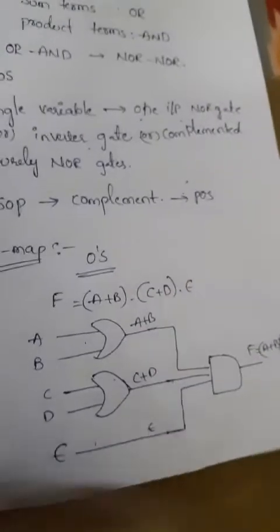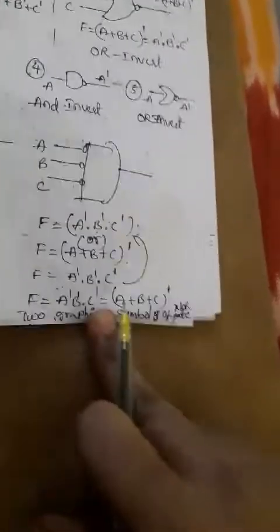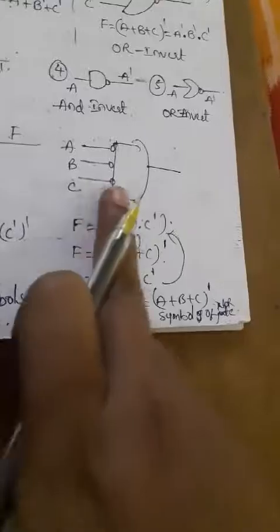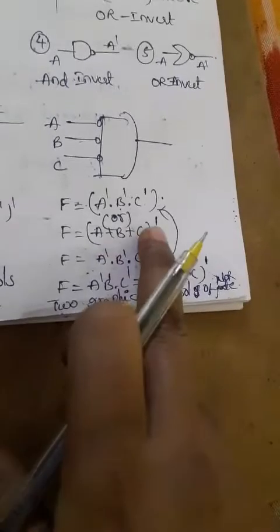How to apply the NOR gate: by using graphic symbols. Actually this is an AND symbol. So what is the graphic symbol of the NOR gate? You can check it here in the form of AND. If you apply the complement for this AND, the expression is in the form of (a plus b plus c) whole complement.